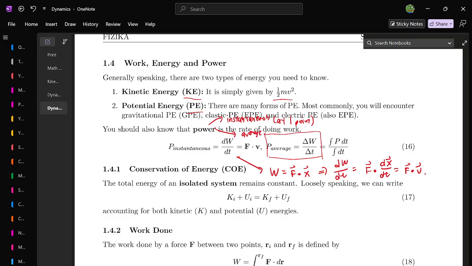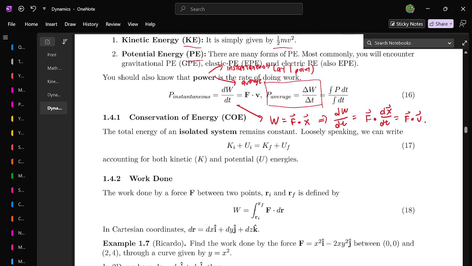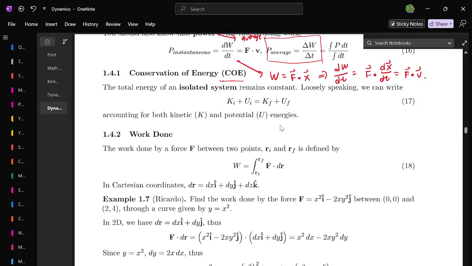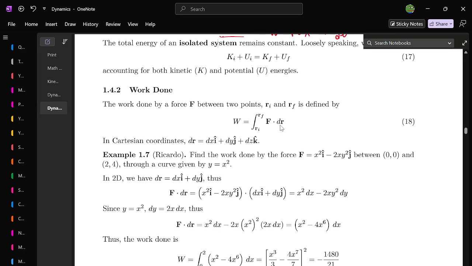So that's just definitions. Now, for conservation of energy, which we usually just call COE, we just call this the COE equation from now on. It states that the total energy of an isolated system is constant. So loosely speaking, we can write the sum of initial kinetic and potential energies equals the sum of final kinetic and potential energies. Nothing too fancy about that.